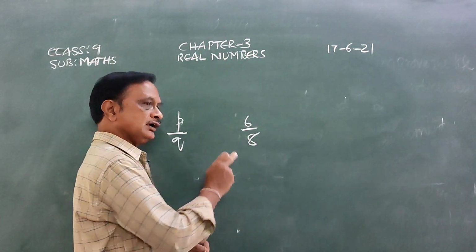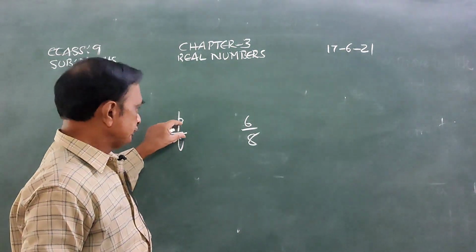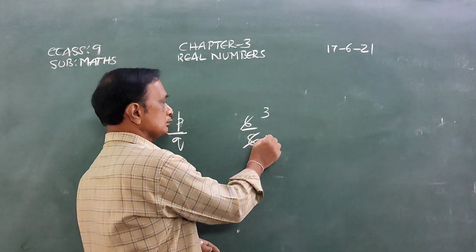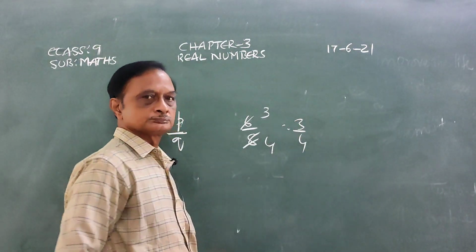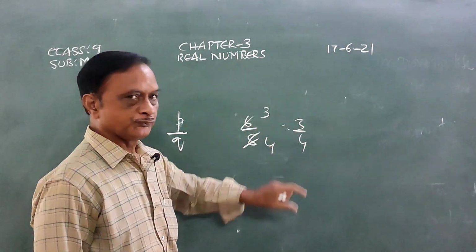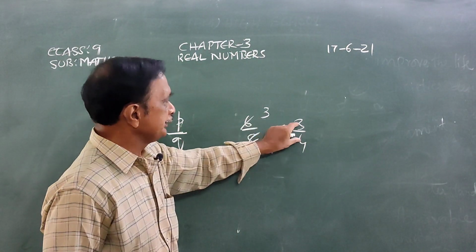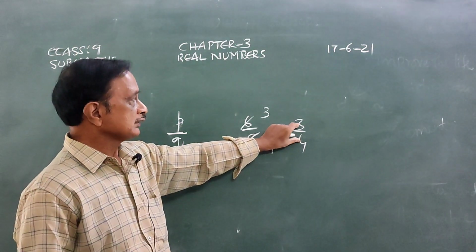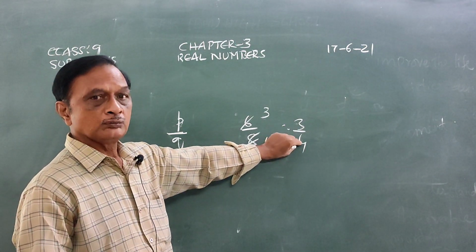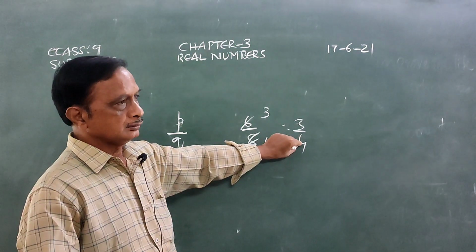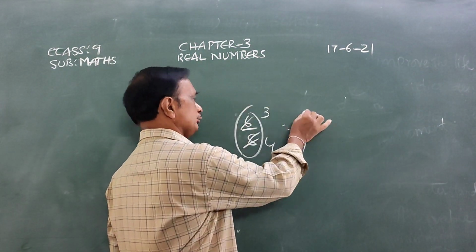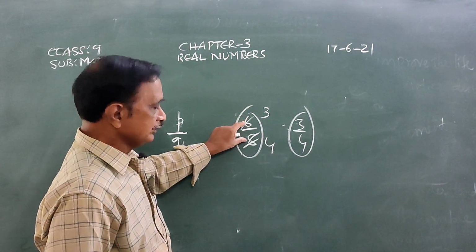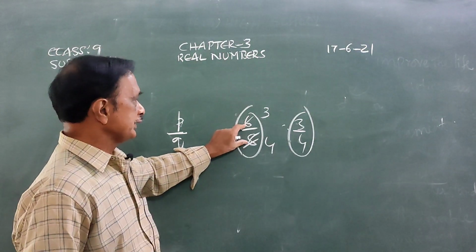So we have to express it in the form of p by q, where p and q have no common factor except 1. 2 3s are 6, 2 4s are 8. So 3 by 4. We represent 6 by 8 in the form of 3 by 4, which is in the form of p by q, where p and q have no common factor except 1. What are the factors of 3? 1 and 3. Of 4, 1, 2, 4. What is the common factor? 1. So 6 by 8 should be written as 3 by 4 only. The lowest form of 6 by 8 is what? 3 by 4.